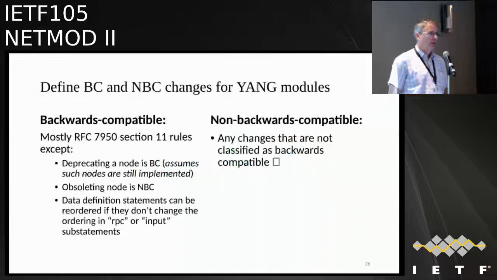Okay, so in order to define what is backward compatible in NBC, 7950 gives us a very good basis for that, but not the full statement, because deprecating and obsoleting nodes can actually be NBC or BC, depending on how it's implemented. What we assume is that if you deprecate the node, it's still there. So that's a backwards compatible change. But if you obsolete a node, then it will be removed, so that we define as a non-backward compatible change. Also, reordering data definition statements, in most of the cases, that should not hurt anyone, so that we allow that. And anything else is non-backward compatible. But stating that obsoleting is NBC, that's a definite change from 7950. Next.